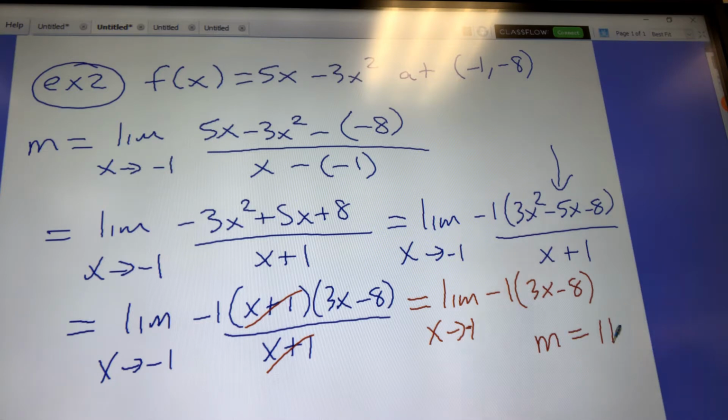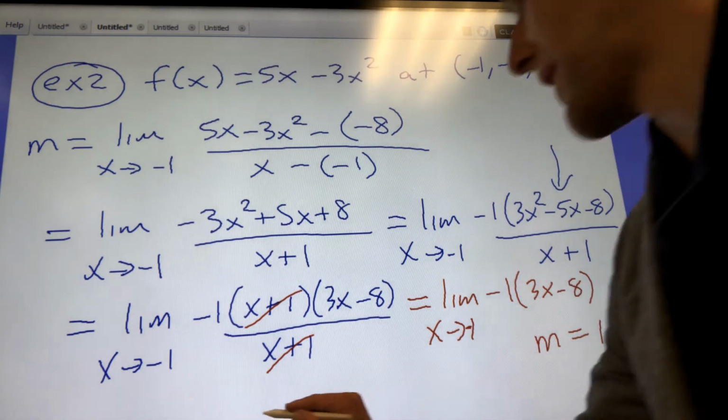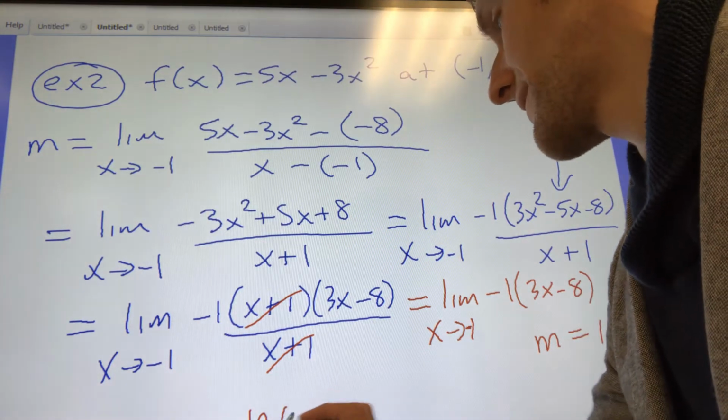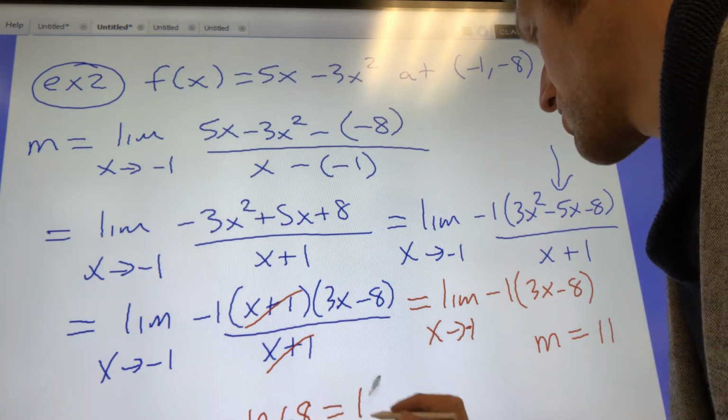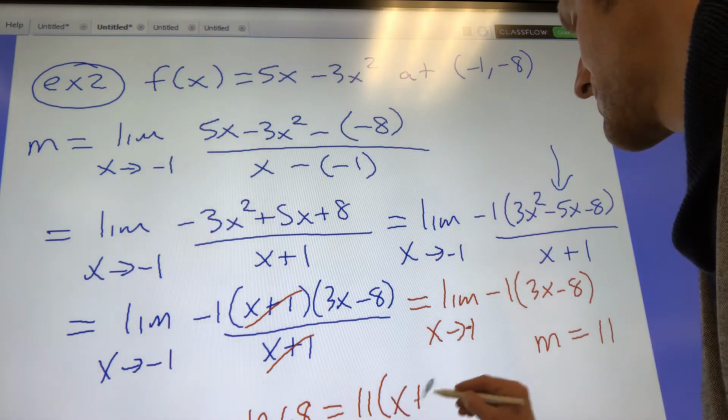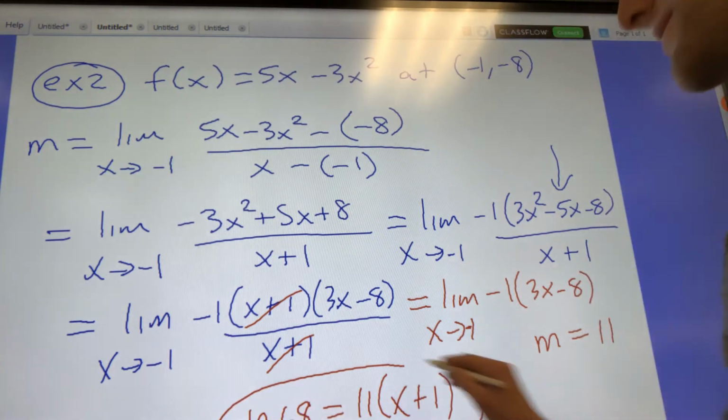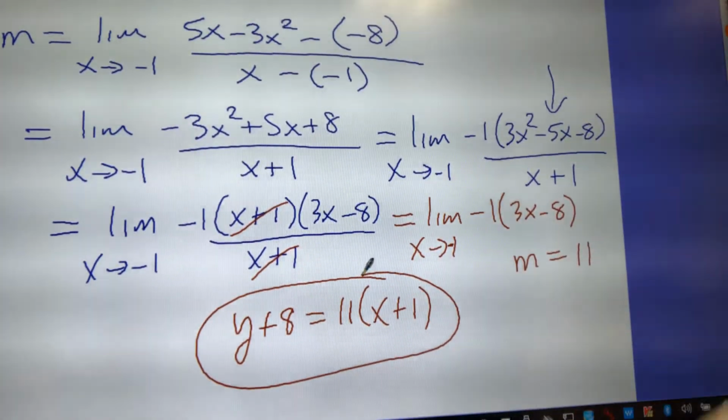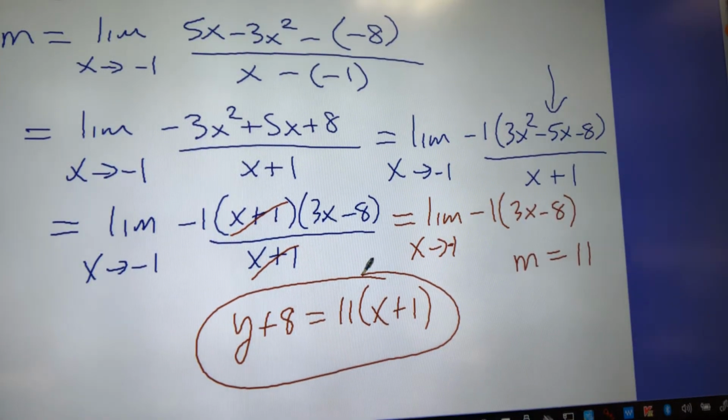All right, plug negative 1, you get 11. So you got y minus the y value. So y minus the negative 8 is y plus 8, which is equal to the slope times x minus the x value. X minus the negative 1 is x plus 1. That was hard to see, and now we can see it. Okay, again, pause this whenever you need to.